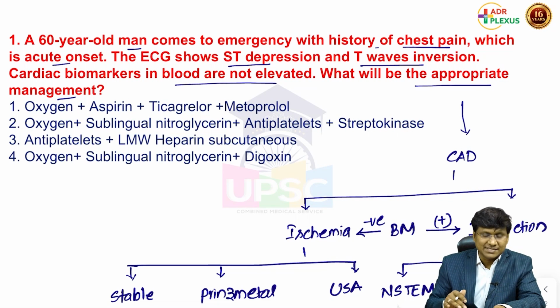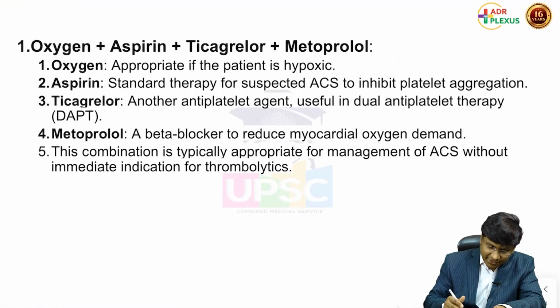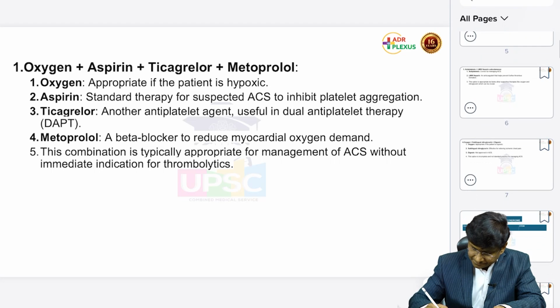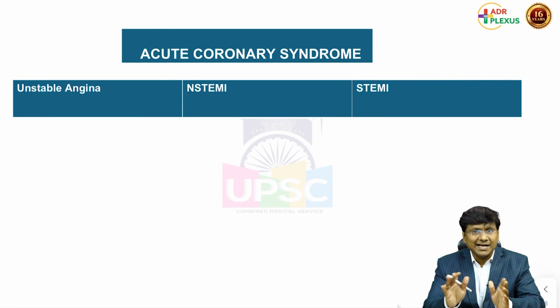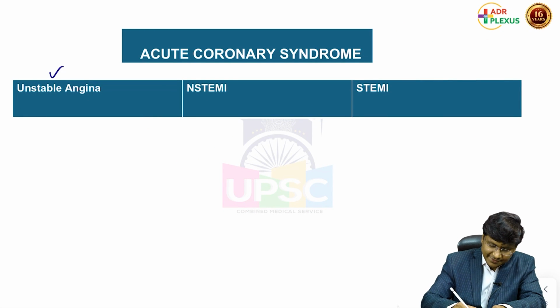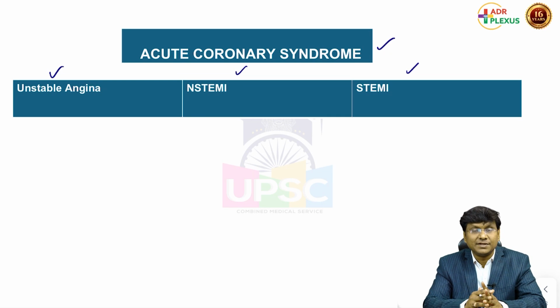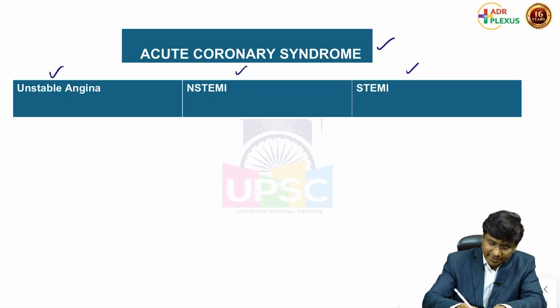Now you take the last three, that is unstable angina, NSTEMI as well as STEMI. They come under the category of acute coronary syndrome. In acute coronary syndrome, these patients require emergency treatment. What is that emergency treatment that you need to give in these patients?